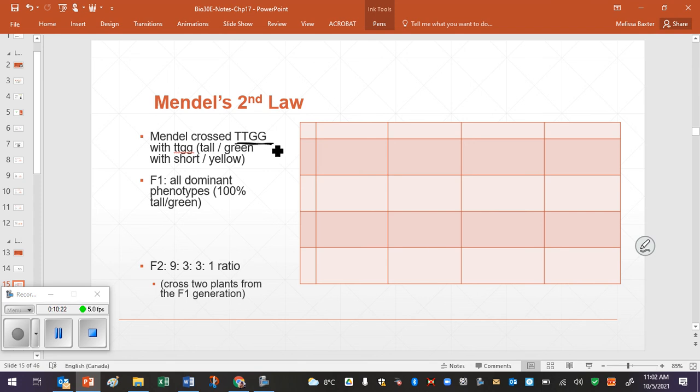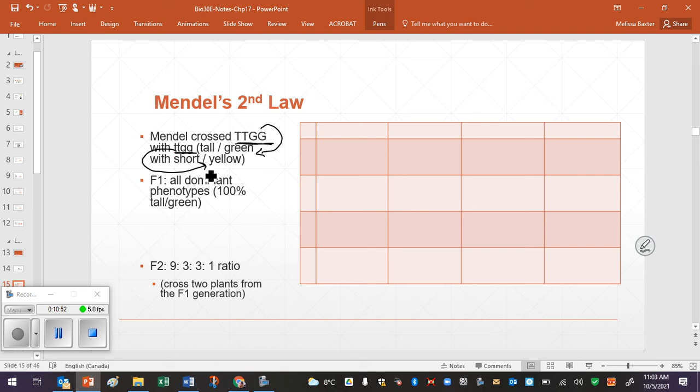So we'll start with a little example from Mendel. Mendel did a test where he crossed tall green plants that were pure breeding for both of those traits with short yellow plants, again pure breeding for both of those recessive traits. So the capital letters were the tall green plant, the lowercase letters were the short yellow plant. Those are the same traits that we looked at in examples yesterday.